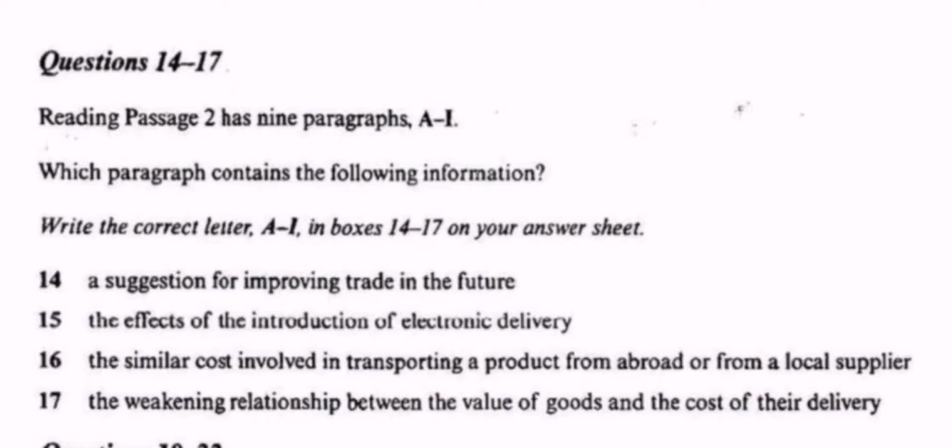So first of all, read the instructions. Reading passage 2 has 9 paragraphs, A to I. Which paragraph contains the following information? Write the correct letter, A to I, in boxes 14 to 17 on your answer sheet.